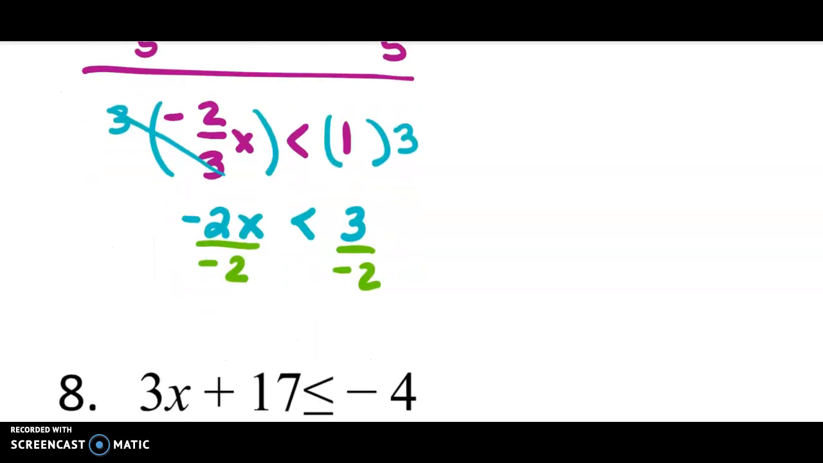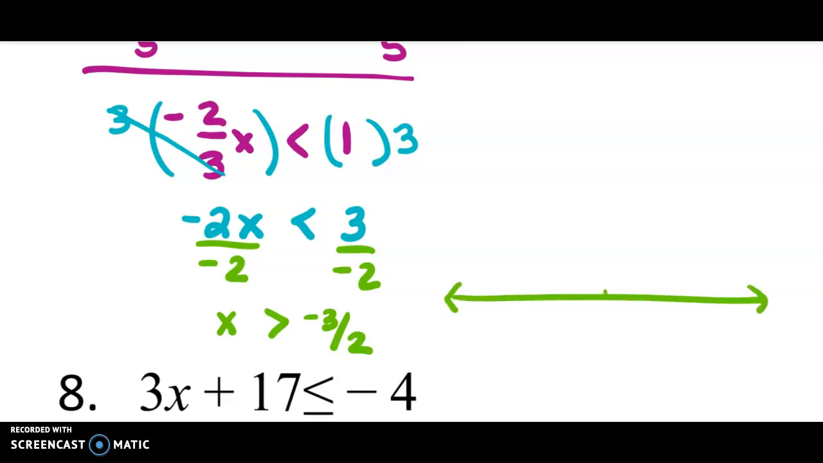Since I'm dividing by a negative number, I need to switch my symbol to be greater than. 3 divided by negative 2 is just negative 3/2. You can leave it 3 over negative 2, but a lot of times we tend to float that negative up to the top so we don't forget about it.